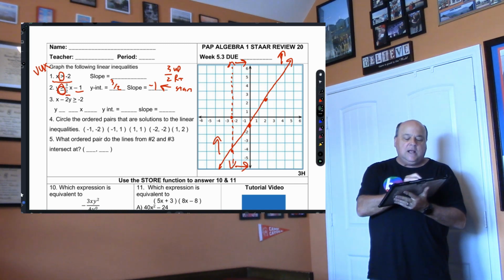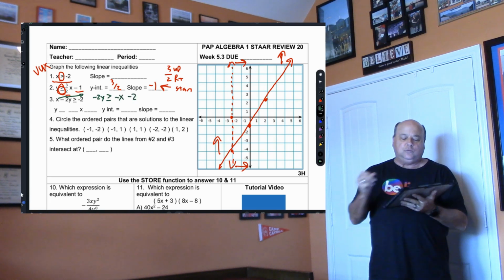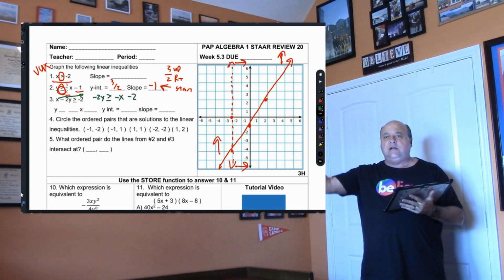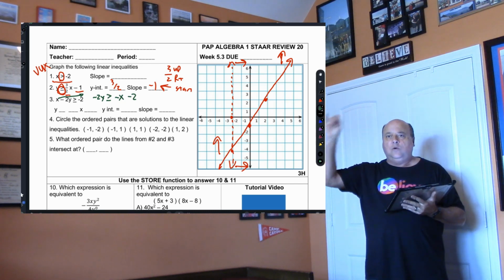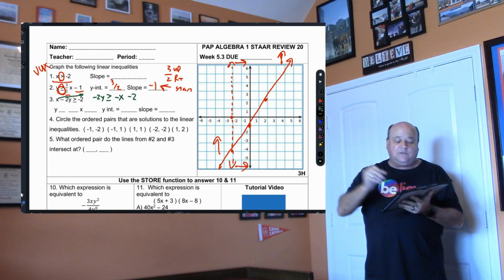I'm going to switch colors. This is in standard form, so I'm going to move the x to the right. I'm going to have negative 2y greater than or equal to negative x minus 2. Now that I got it, y, x, a number. Y, x, a number. The x is going to give us our slope.